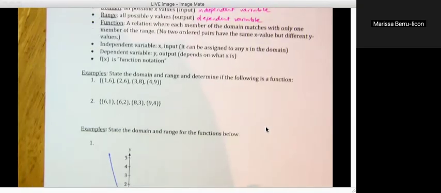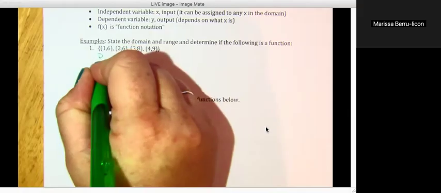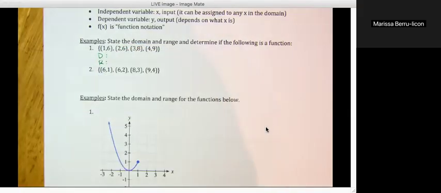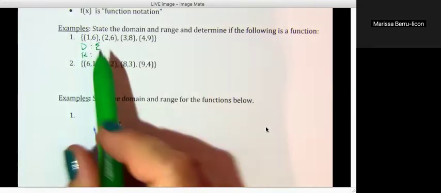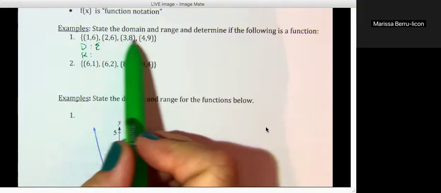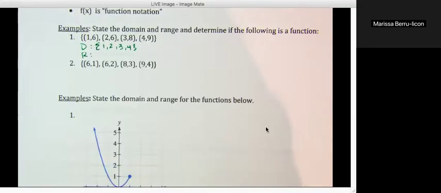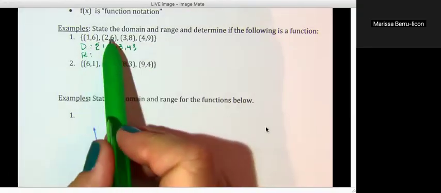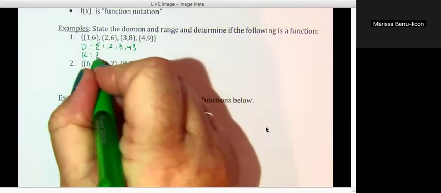So what we're going to be doing in these first couple examples is looking at some sets of points and stating the domain and range, and then determining whether it is a function or not. Domain and range, when we are looking at a set of points, is usually written in what's called roster notation, where we're essentially listing off some numbers. So the domain is all of those inputs, 1, 2, 3, and 4. And then our range would be all of those outputs, our y values, 6, 6, 8, and 9. Just because I have 6 twice doesn't mean it needs to be listed twice. I only need to list it one time.